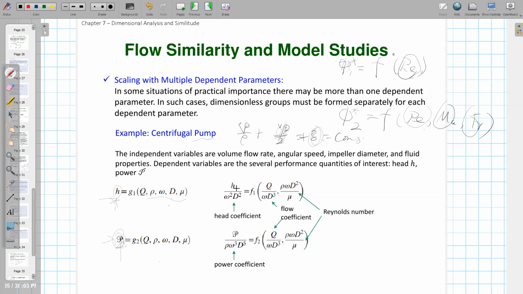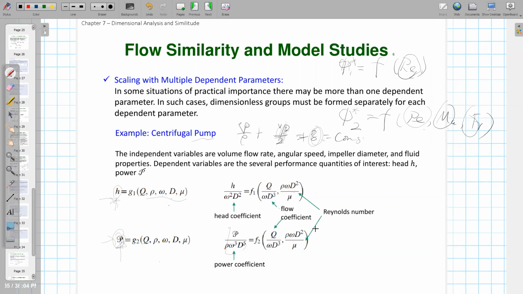For the first one, you reduce them to dimensionless form. You see that this is called the head coefficient, non-dimensionalized for this H. The second one is called the power coefficient, non-dimensionalized for the P. And the input-dependent parameter is called the flow coefficient. This Q is the volume flow rate, this rho is density, this omega is angular velocity, this D is the diameter, and this mu is viscosity, right?